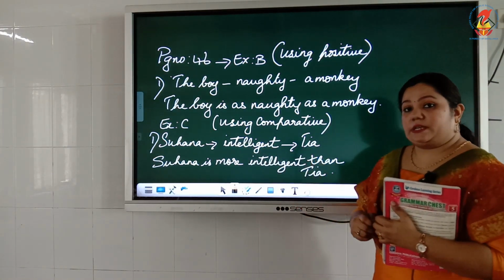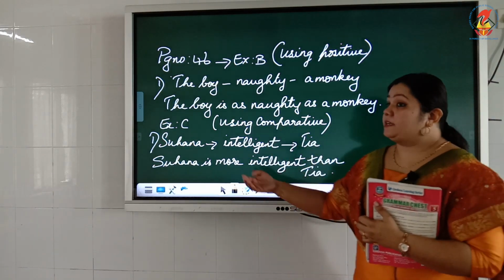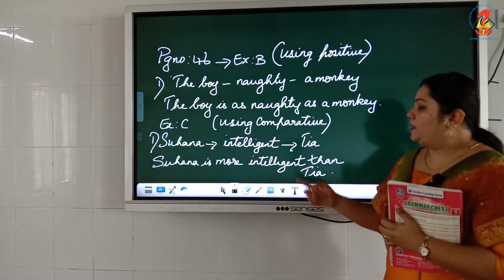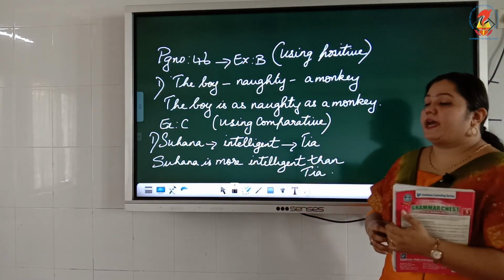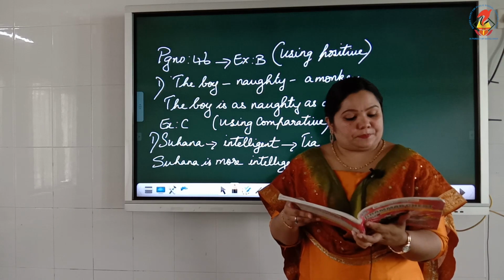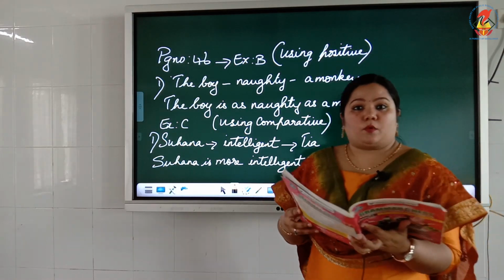It's in the positive degree. When we compare it, when we convert it into comparative degree, we write more intelligent. So Suhana is more intelligent than Tia. Okay. So two people or two persons are involved here.